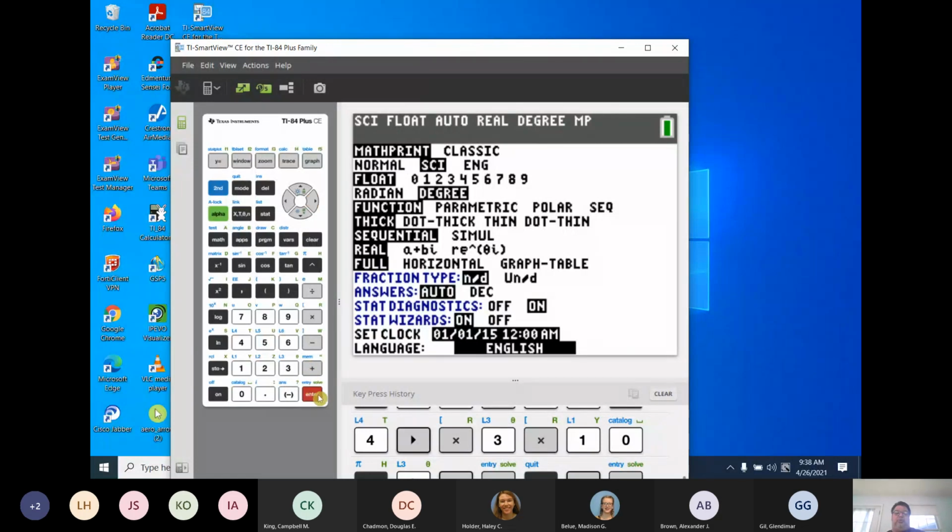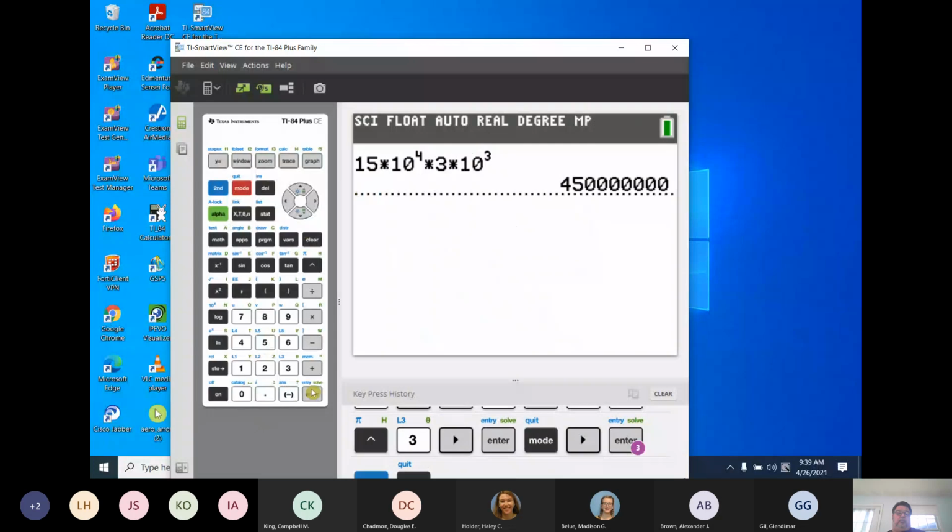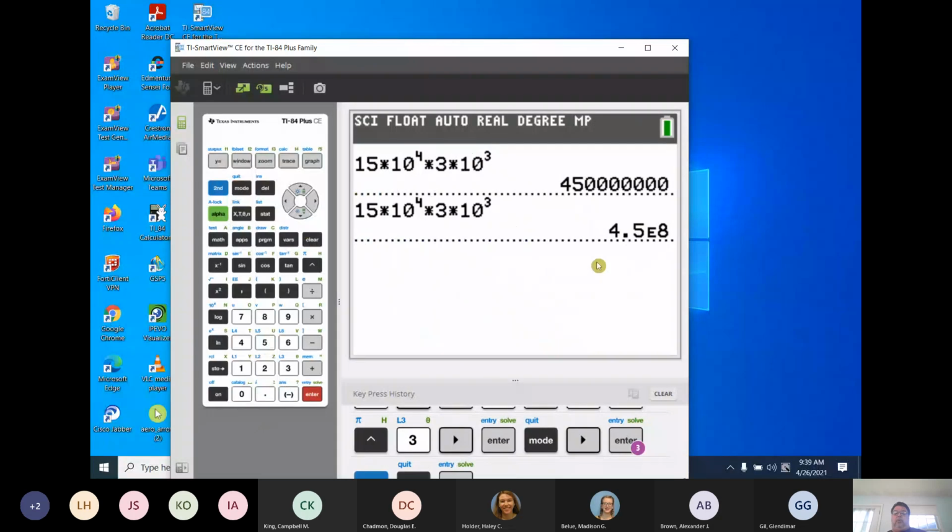But then what happens when you need decimal? You have to switch back and forth? I mean, we could do that. Second, quit, enter. 4.5 times 10 to the 8th power. Oh my gosh, that's what I got.